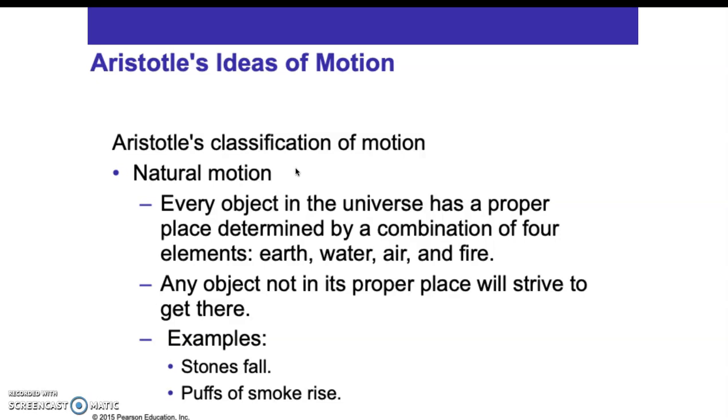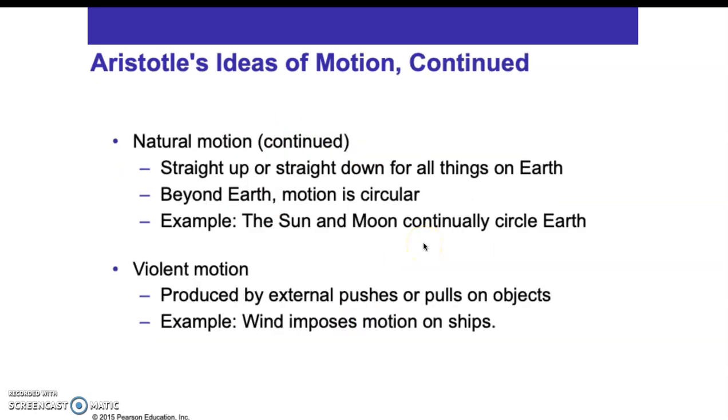Okay, so this is what Aristotle said: things move to go back to where they belong: earth, water, air, and fire. Straight up or straight down for all things on earth. So this natural motion is things will either go up or down on earth. Now, once you get beyond earth and out into the solar system, all the motion is circular. And this is how he explained how the sun and the moon continually circle the earth.